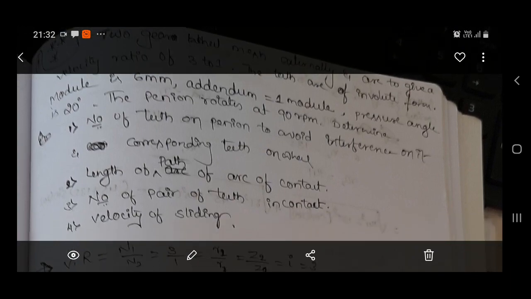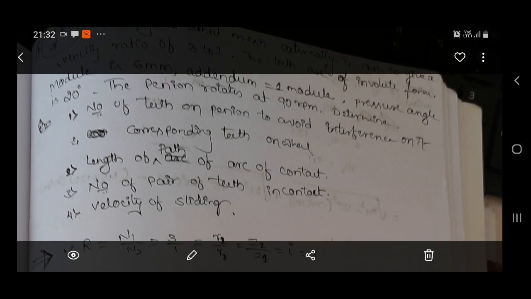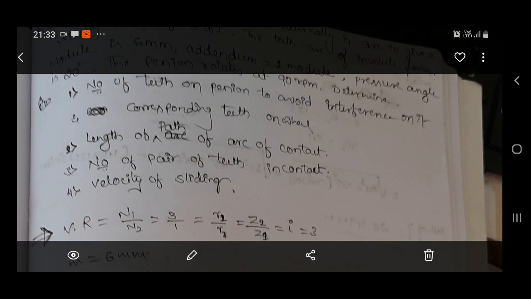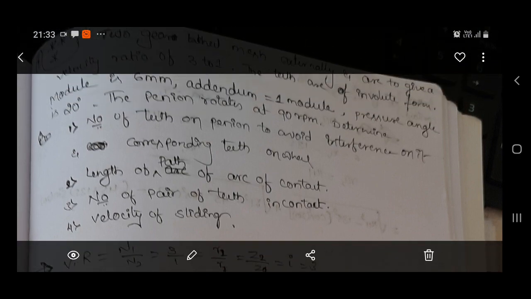Determine the things we need to find out. The first one is the number of teeth on the pinion to avoid interference. The driver we are going to call gear number 1, and the driven, the pinion, we are going to call gear number 2. So Z2 we are going to find out, and the corresponding teeth on the wheel. Next, the length of path and arc of contact. The third one is the number of pairs of teeth in contact, the contact ratio. The last one is the velocity of sliding. That is 4 unknowns we need to find out here.